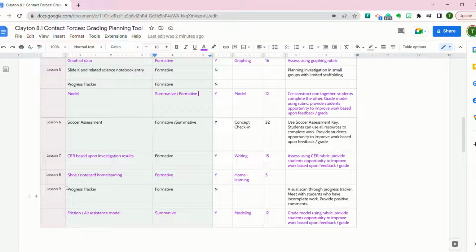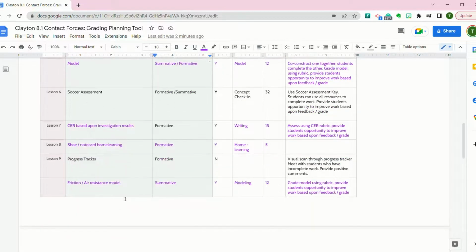In lesson eight, we do have just a completion assignment. So this is our home learning, where they do an experiment at home with a chew or a note card, whichever they pick. And this is just a you did it or you didn't kind of assignment.